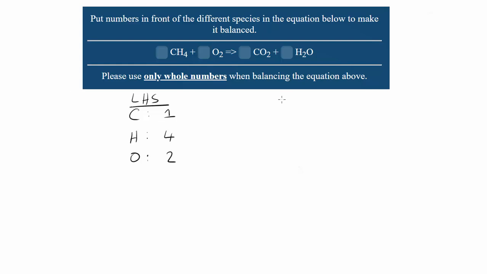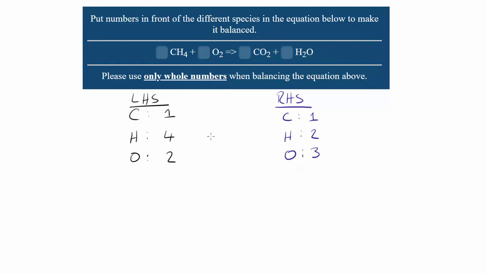So for the right hand side, if we do almost the same thing, how many carbons do we have here? We have 1 carbon. And hydrogens, H2O, so that's 2 hydrogens. In terms of oxygen, we've got 1 oxygen here, but then we also have 2 from the CO2, so that would be 3 oxygens.